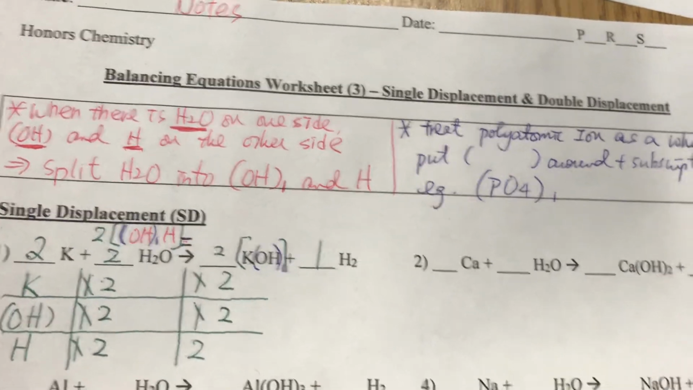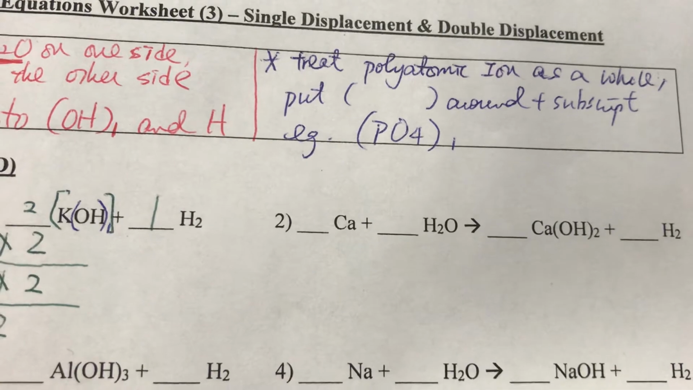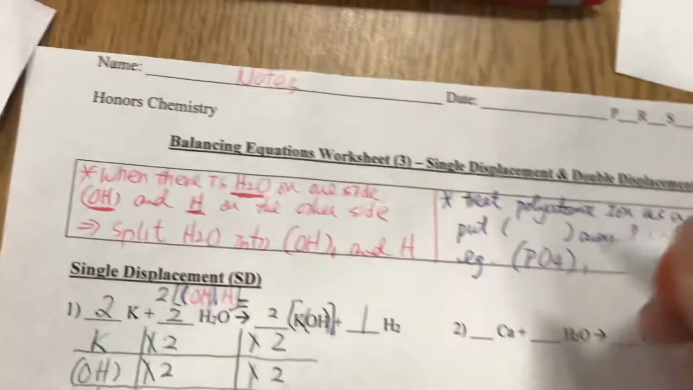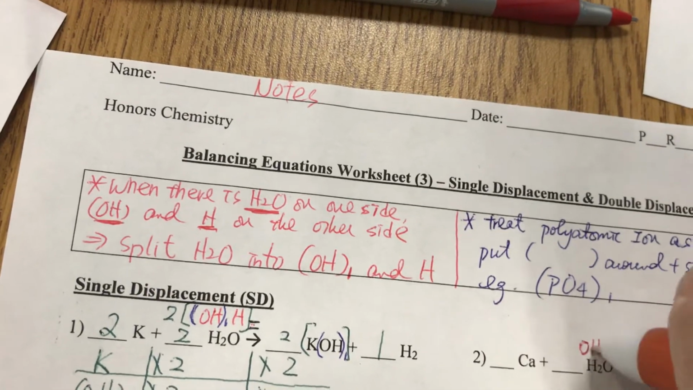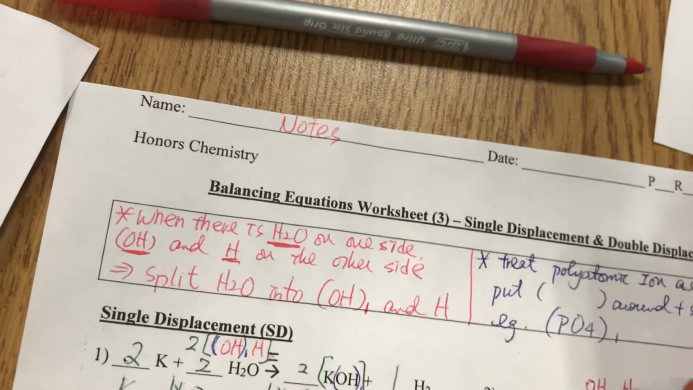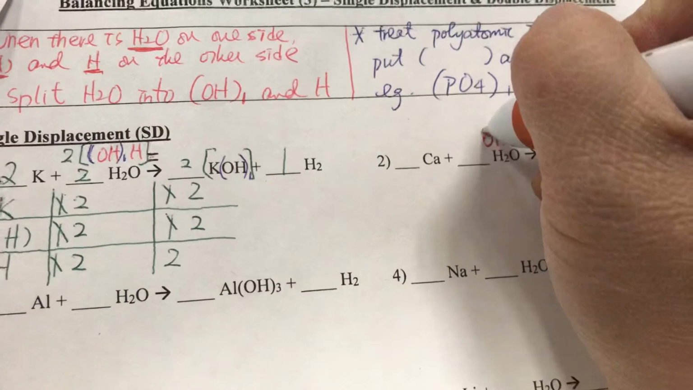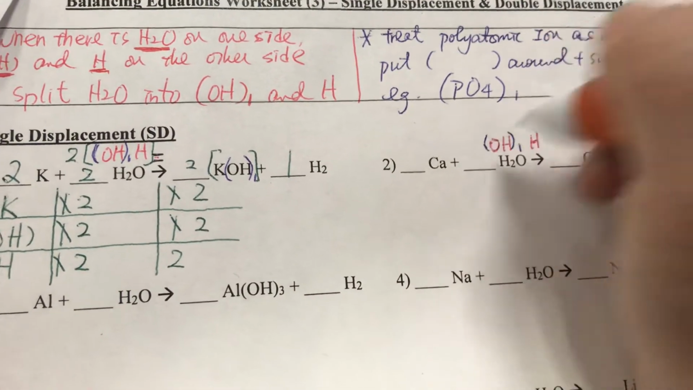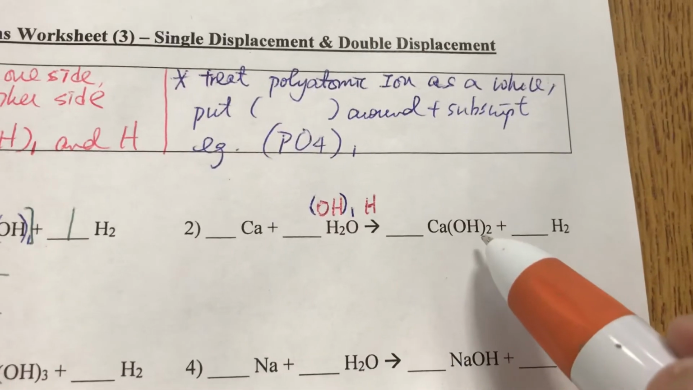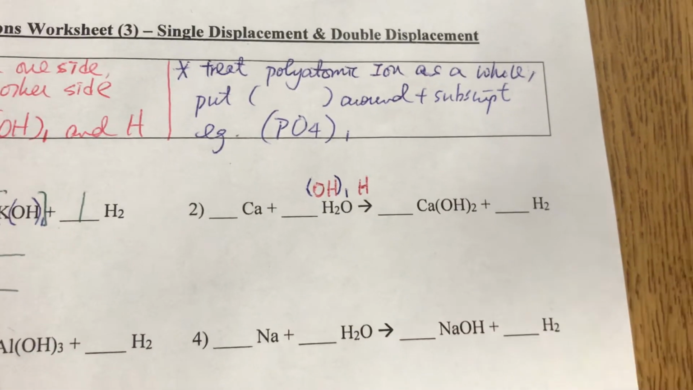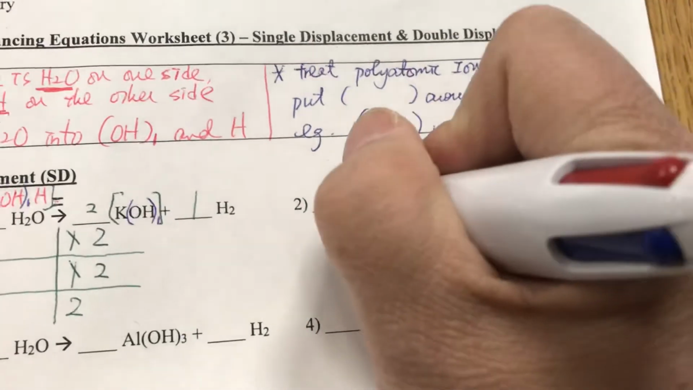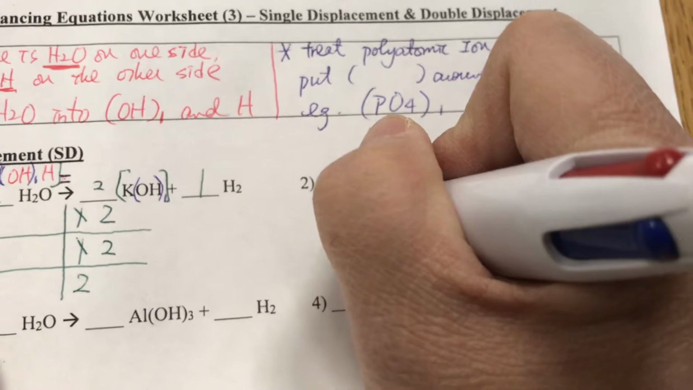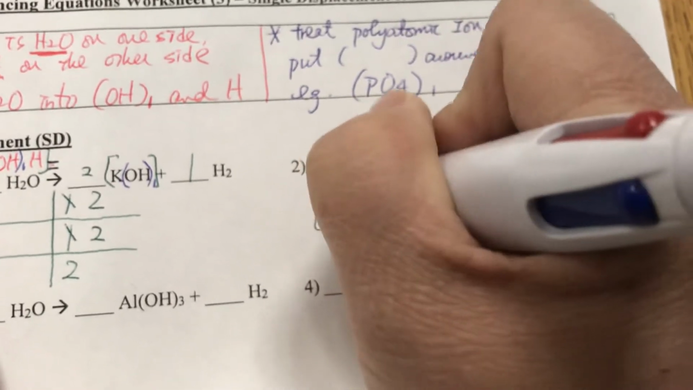Okay, so I do have water here, and I do have OH and H on the right hand side. So I split my water into OH and H. And then I'm going to use my blue pen to put parentheses and put the 1. And here I already have parentheses around the OH and the 2, so you're all set. Then now I'm going to start to draw my table. Ca, and then parentheses OH and H.